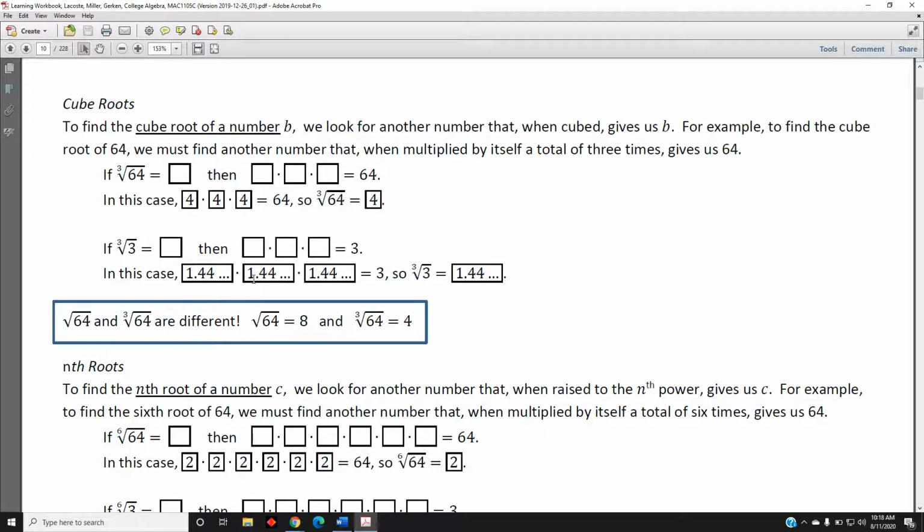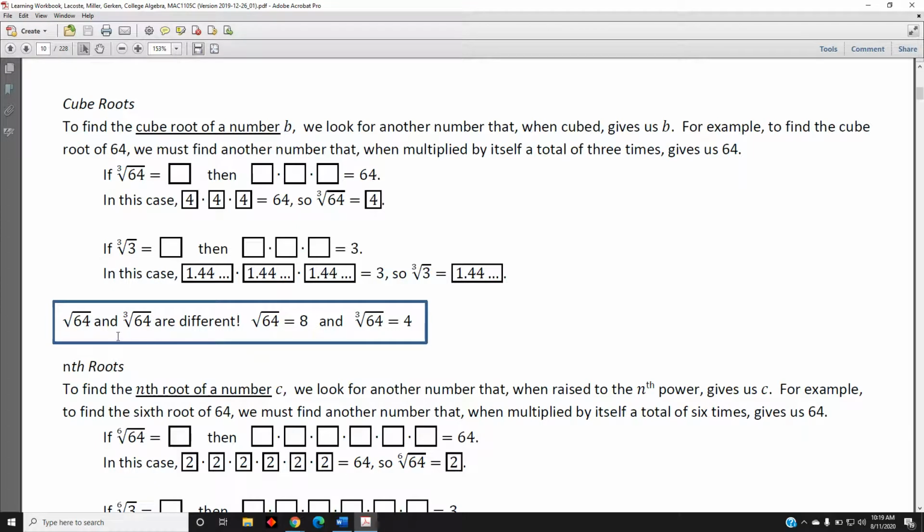1.44 times 1.44 times 1.44 equals 3. Or said another way, 1.44 cubed equals 3. Reversing the process, we can then say the cube root of 3 equals 1.44.